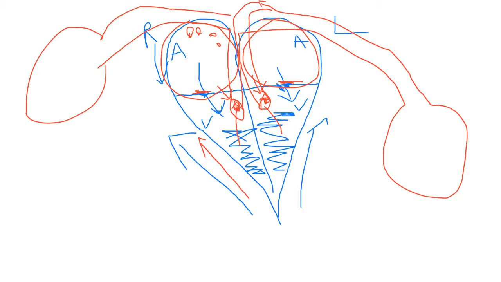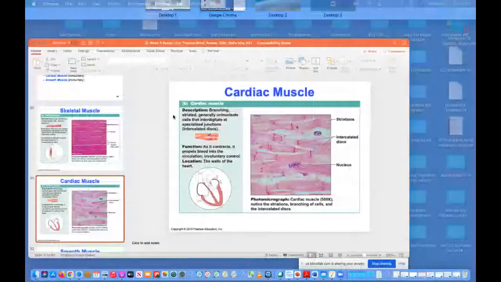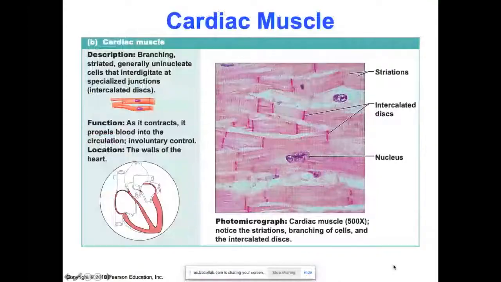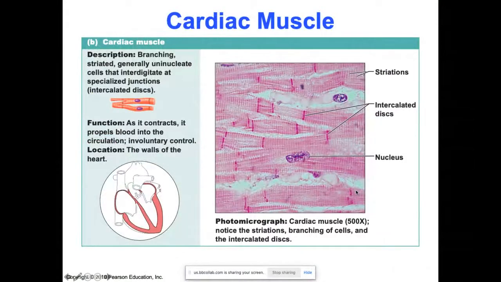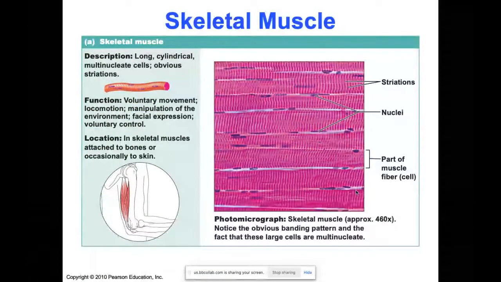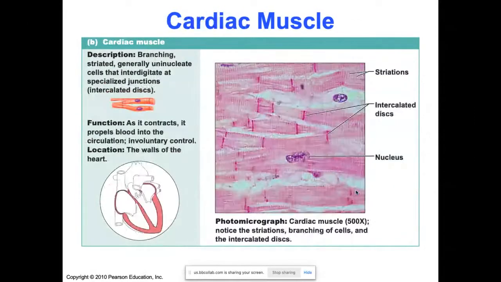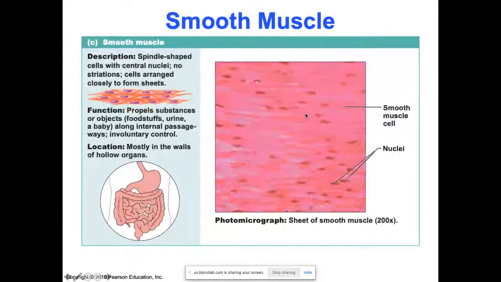Let's go back to the PowerPoint. So again, skeletal muscle is striated, very parallel. You see the cardiac muscle highly branched, striated, but you have the intercalated discs. Smooth muscle, you don't see the striations. That's why they're called smooth. And they look spindle shaped, right? They look spindle shaped. This is involuntary.